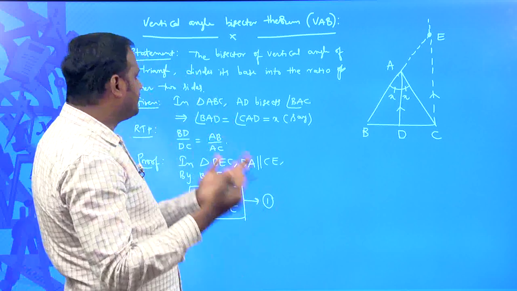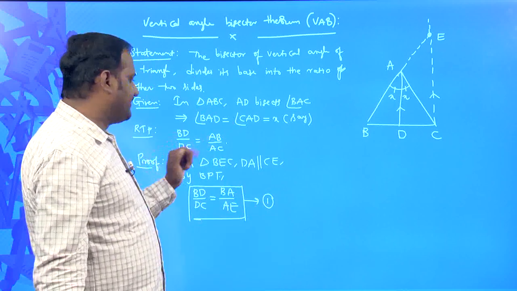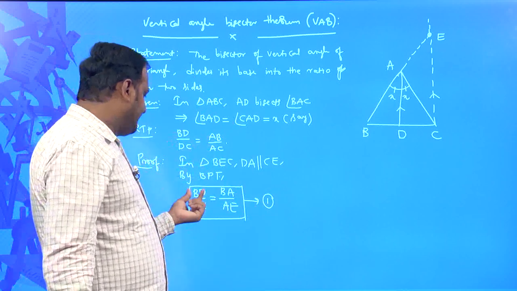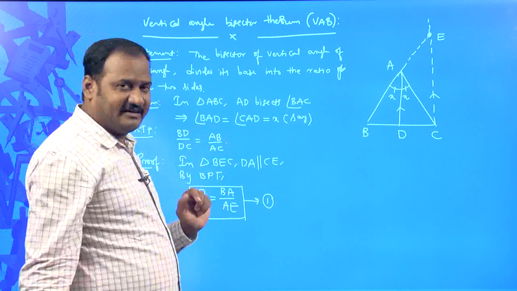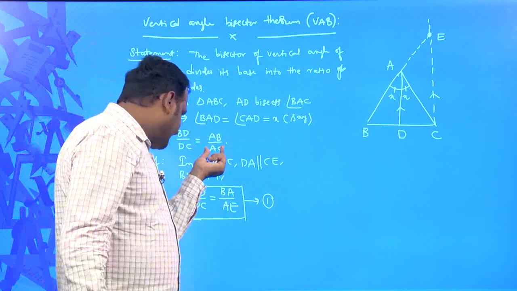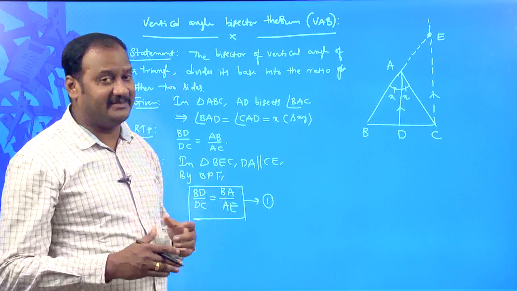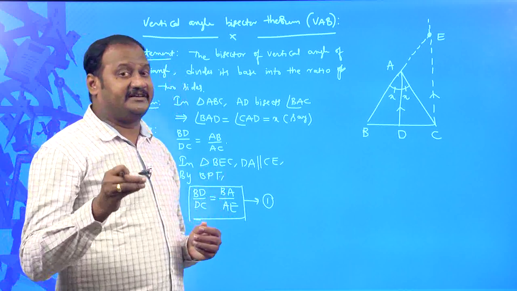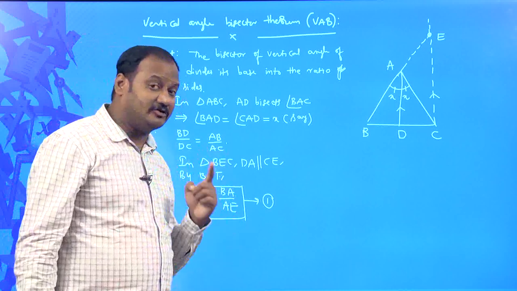But see, what are we going to prove here? We are going to prove that BD by DC is equal to AB by AC. What we got now is BD by DC is equal to BA by AE. See, we almost got everything except one thing. What is that? Here AC is there, here AE is there. So what do you mean by that? It means your primary task is to prove that AC and AE both are equal.